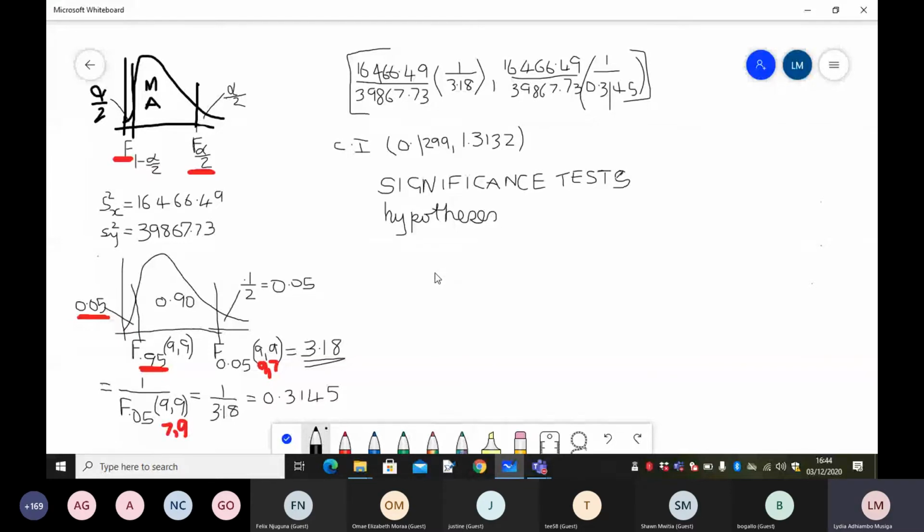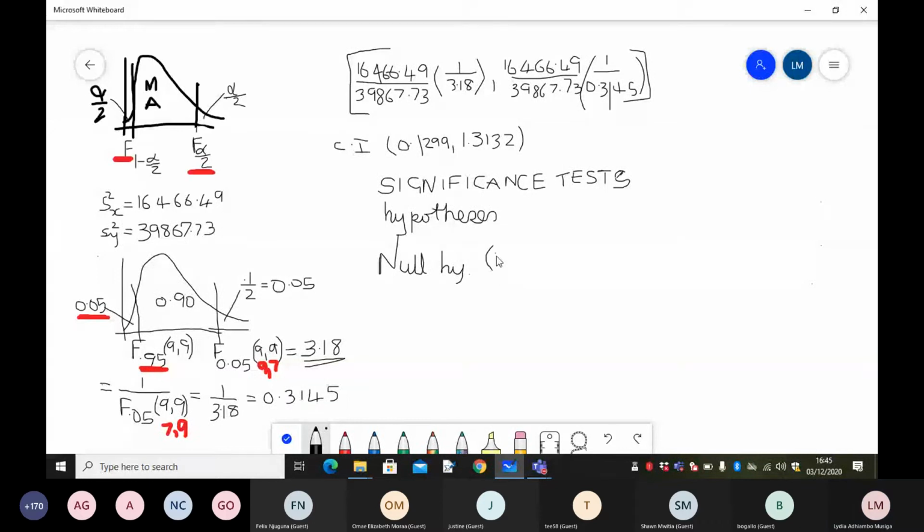Another definition: null hypothesis. So what is a null hypothesis? And you know, the null hypothesis is denoted by H0.